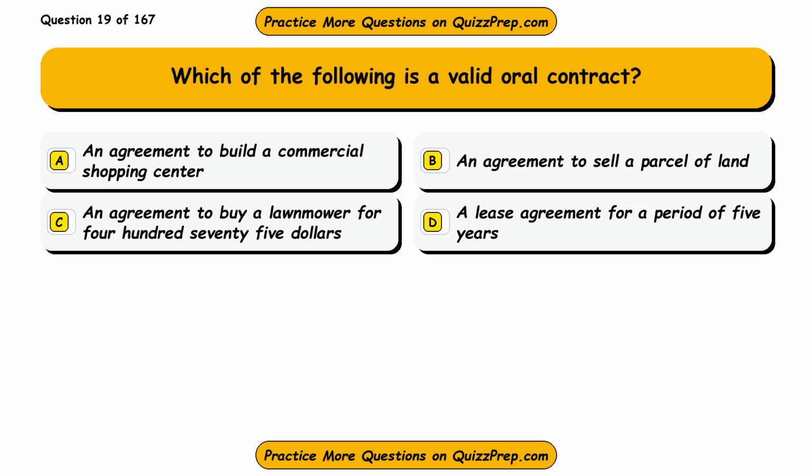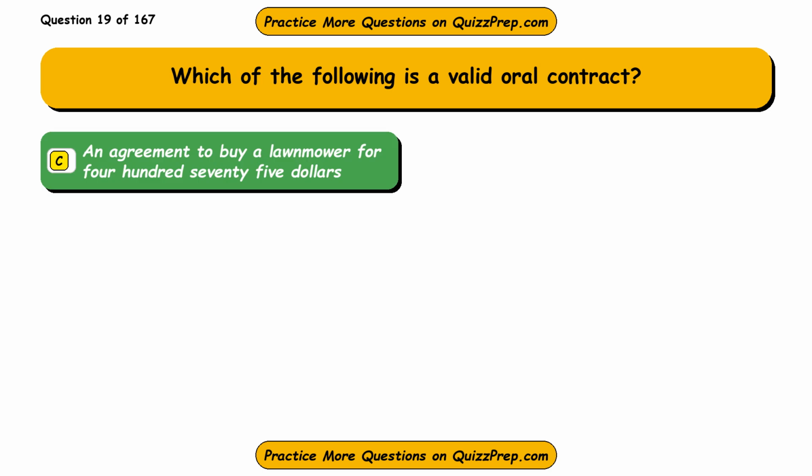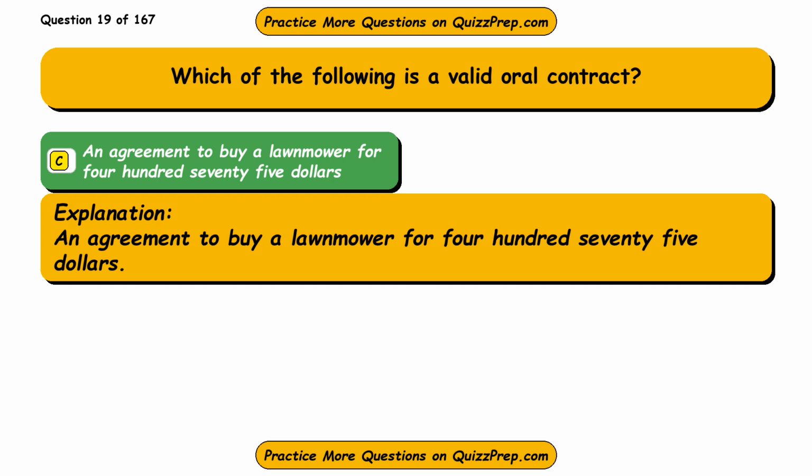Question 19. Which of the following is a valid oral contract? Option A. An agreement to build a commercial shopping center. Option B. An agreement to sell a parcel of land. Option C. An agreement to buy a lawnmower for $475. Option D. A lease agreement for a period of 5 years. The correct answer is option C. An agreement to buy a lawnmower for $475.